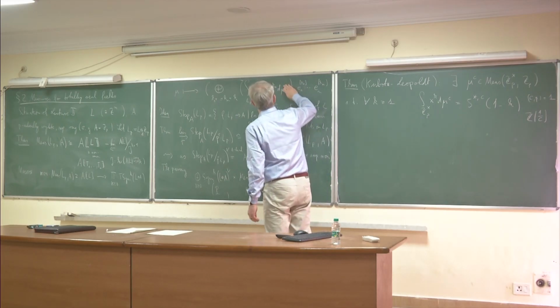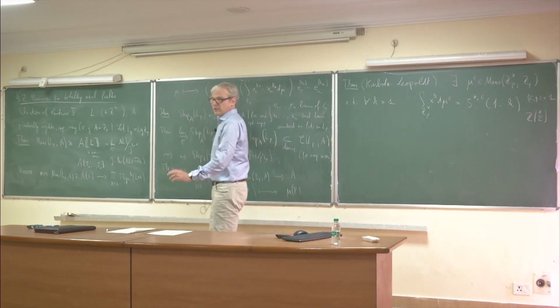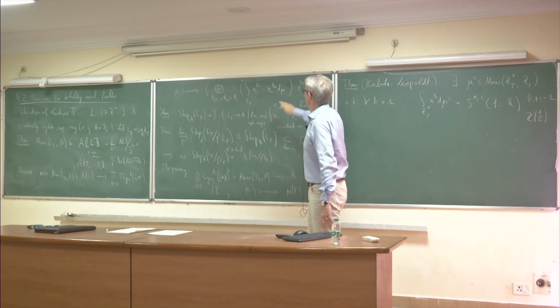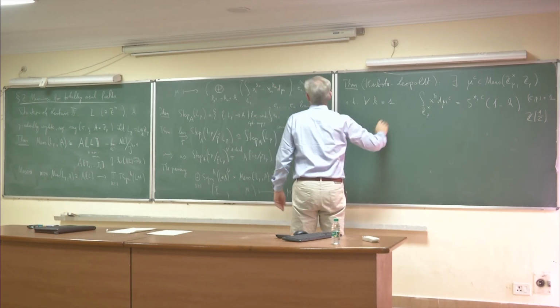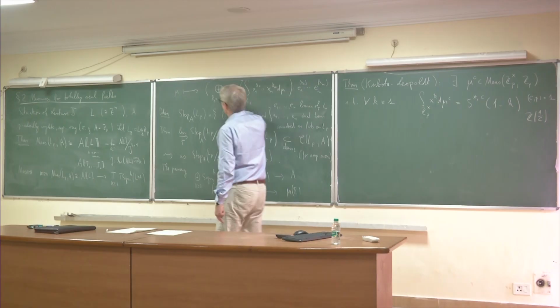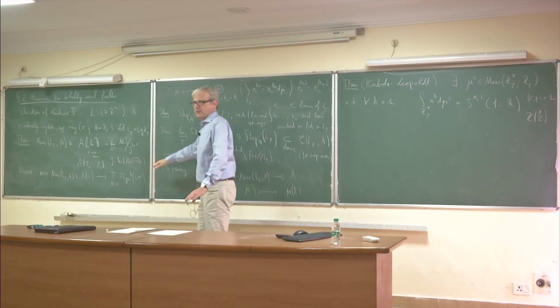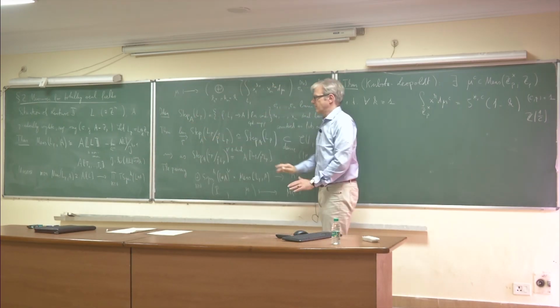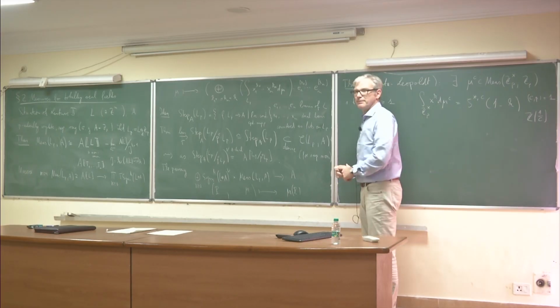Here, of course, there's no C because this is a general measure. Sorry, I wrote C because I had C here. This was just an oversight. Here, this is for a general measure, no C.